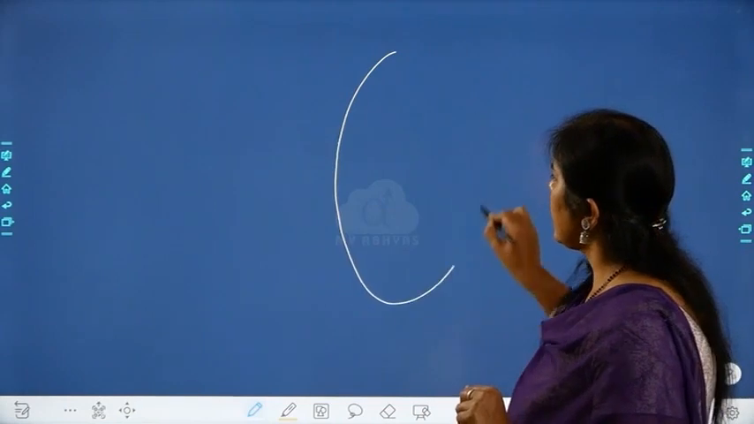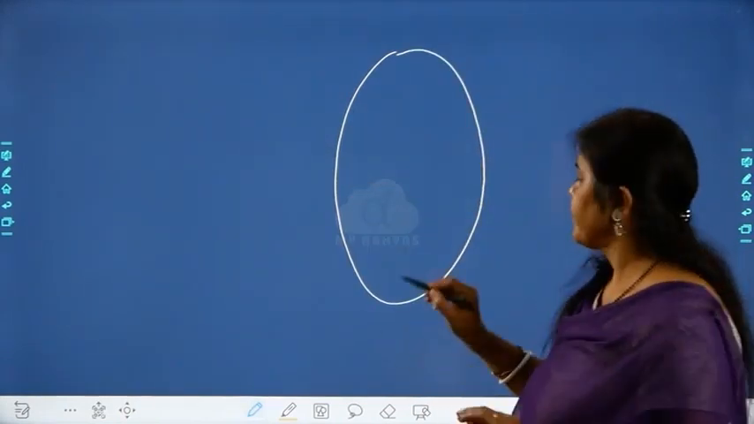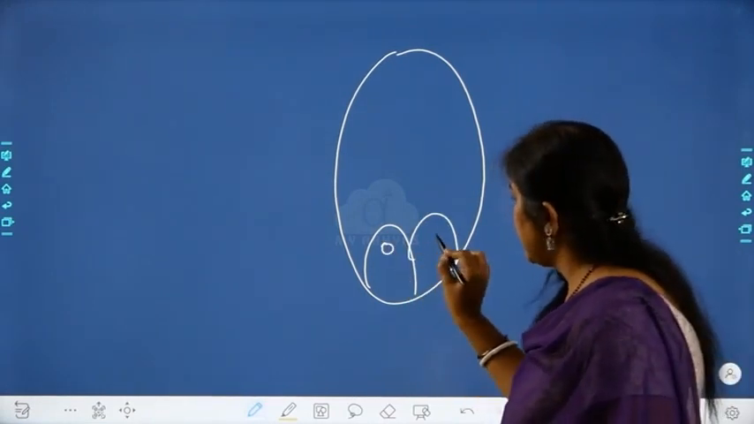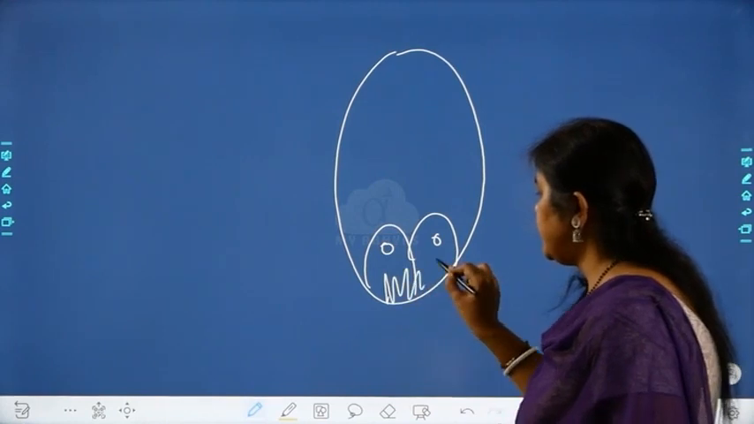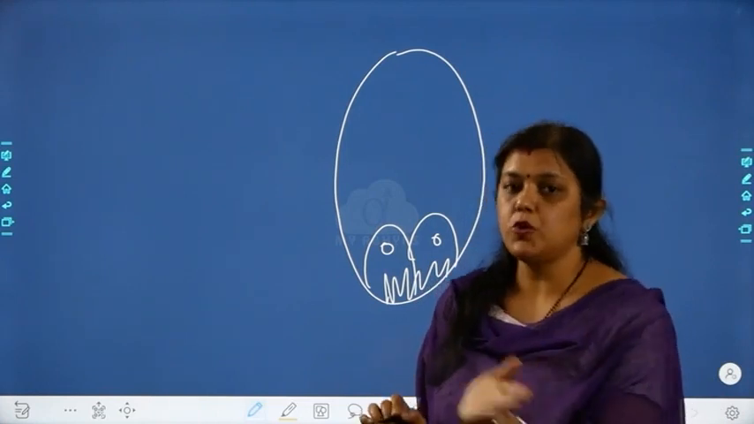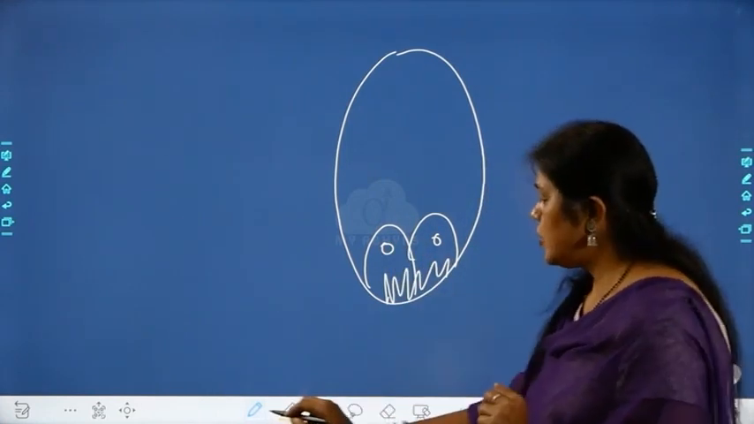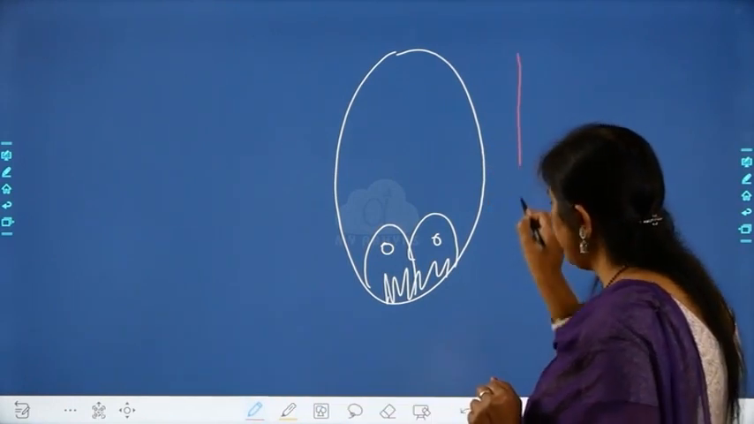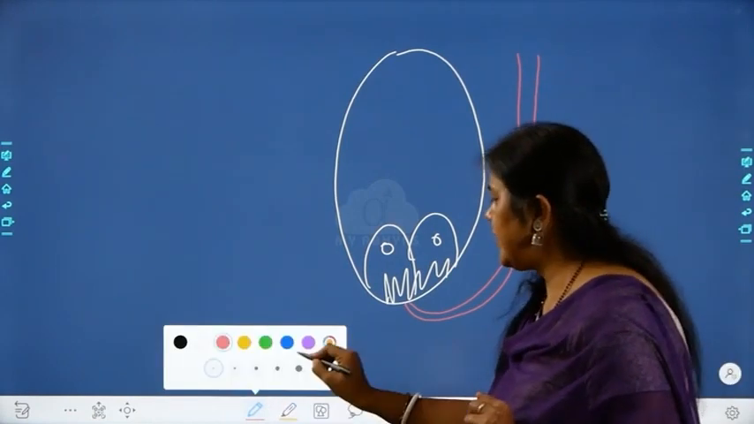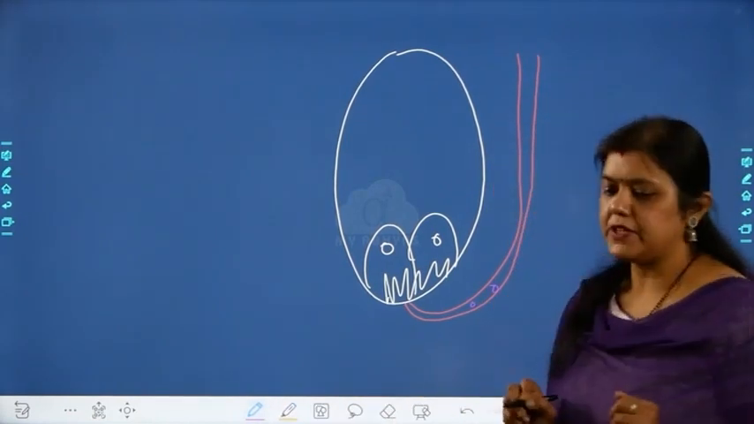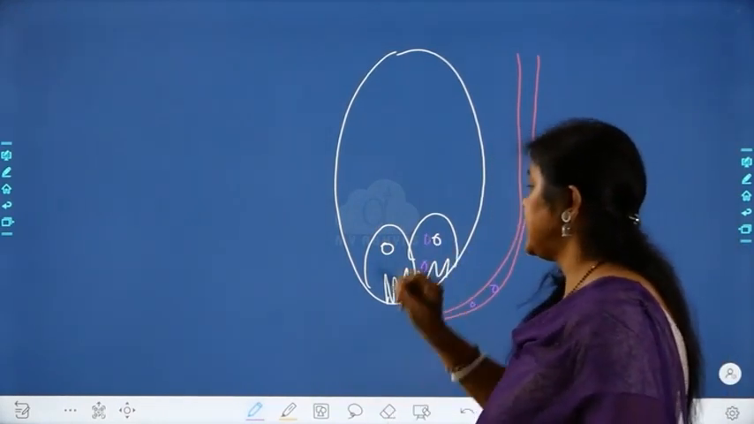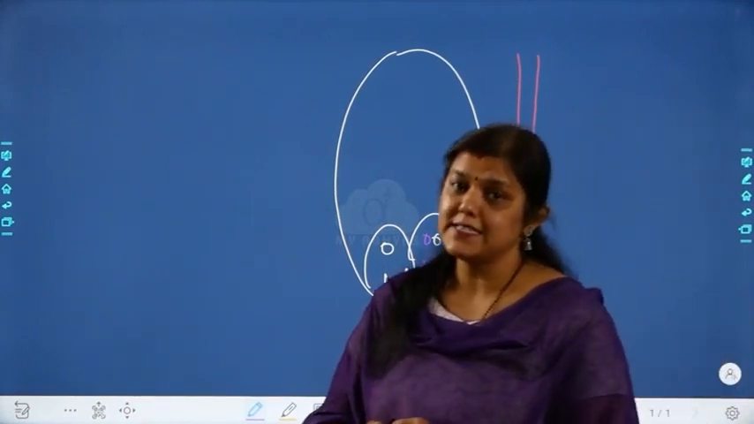Now, I'll draw the embryo sac big enough, and I'll draw the synergid cells. These are synergid cells. This is the filiform apparatus. What is the function of this filiform apparatus? It will guide the male gamete towards the egg. It will just push the male gamete. So whenever the pollen tube is coming and entering through here, it is having two male gametes, and these are released inside the synergid.